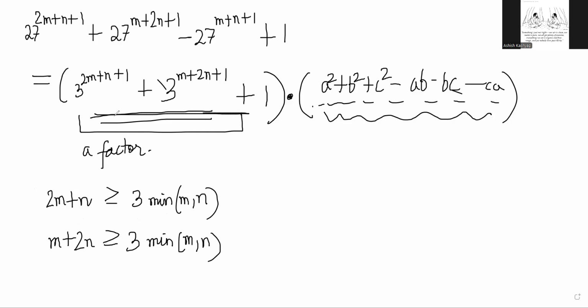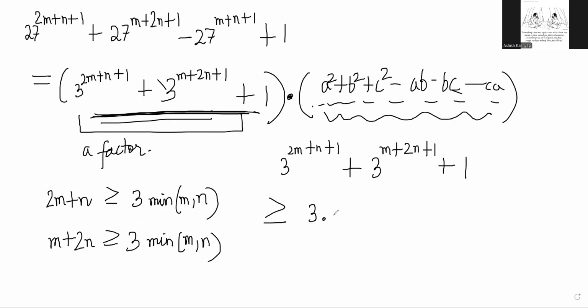So this factor we can say is 3 to the power 2m plus n plus 1 plus 3 to the power m plus 2n plus 1 plus 1 is greater than or equal to 3 into 3 to the power 3 times minimum of m and n plus 3 into 3 to the power 3 times minimum of m and n plus 1, right?